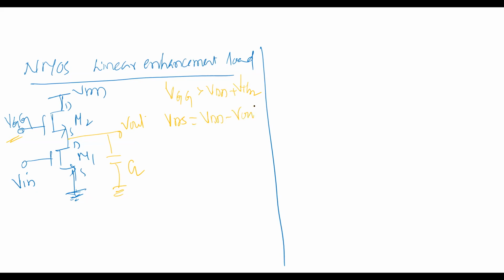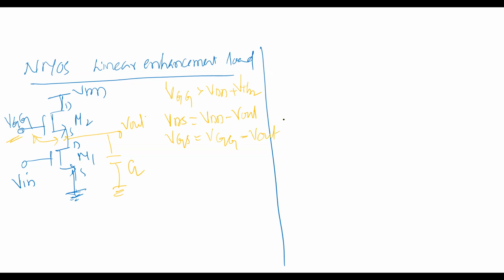Minus V out. That is this one. I am talking about only the upper device. VDS and VGS, the gate to source voltage. So VGS, I can write, is equal to VGG, this potential, minus V out, since here the potential is V out. That's it.